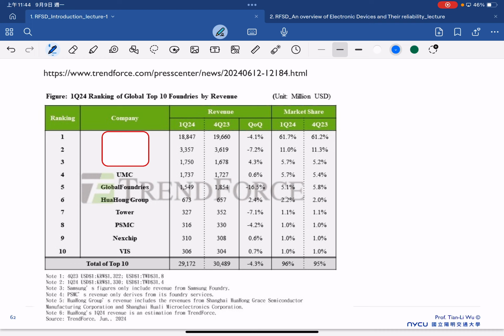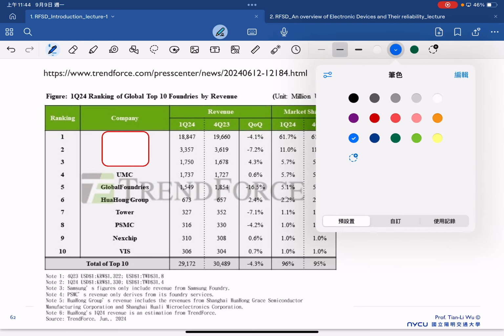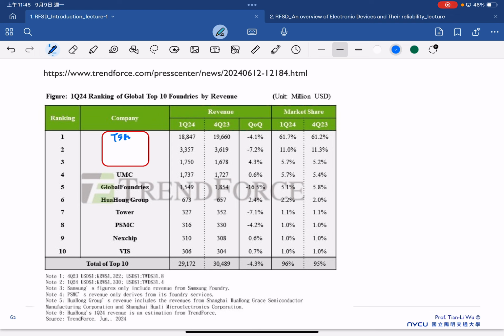Okay, so it is also sometimes good to understand the revenue ranking for the different companies, and this is the latest result. This is from the first quarter in 2024, and we can know nowadays who the main players are, the companies that are dominating in this business. And for sure, the first one is TSMC. And the second one is Samsung. And then the third one is SMIC from China here. And then the fourth one is UMC, GlobalFoundries. PSMC is also from Taiwan, and VIS is also from Taiwan.